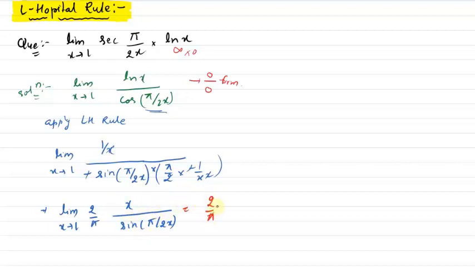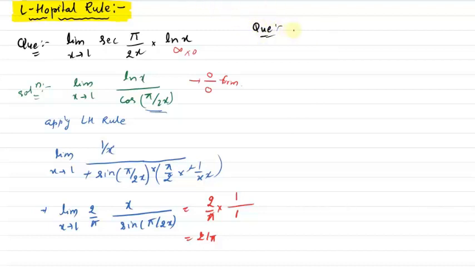2 by pi into, in numerator we will get 1 by sine pi by 2, sine pi by 2 is again 1. So the final answer for this will be 2 by pi. So is it clear to all of you? Okay, so let's have a look at the next question.